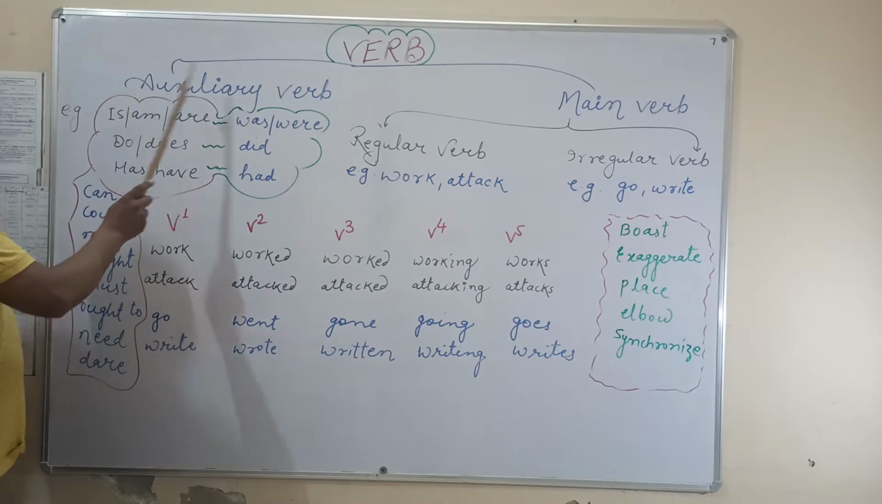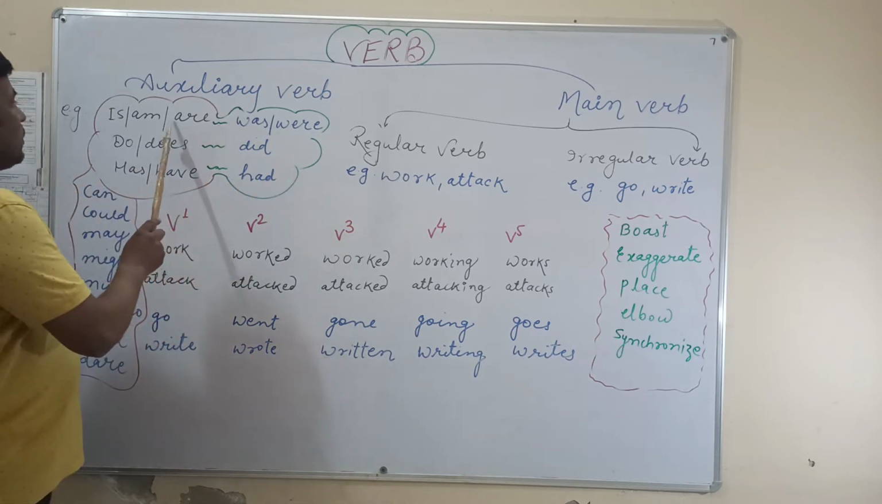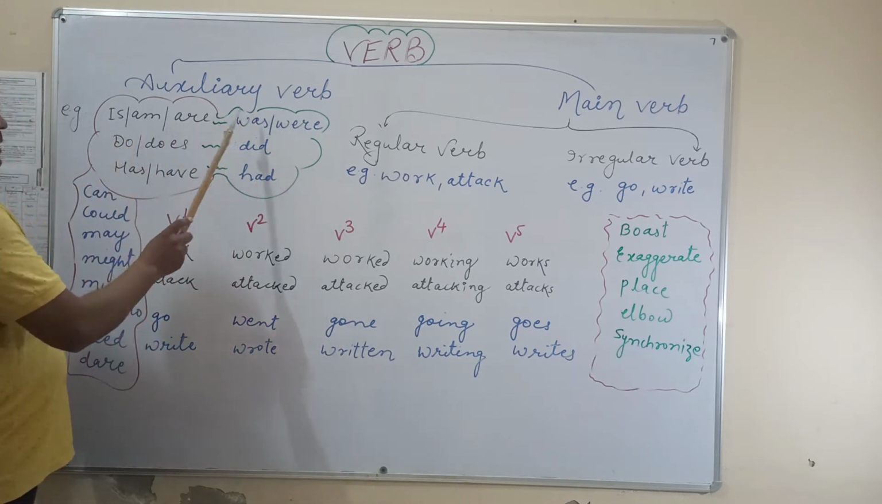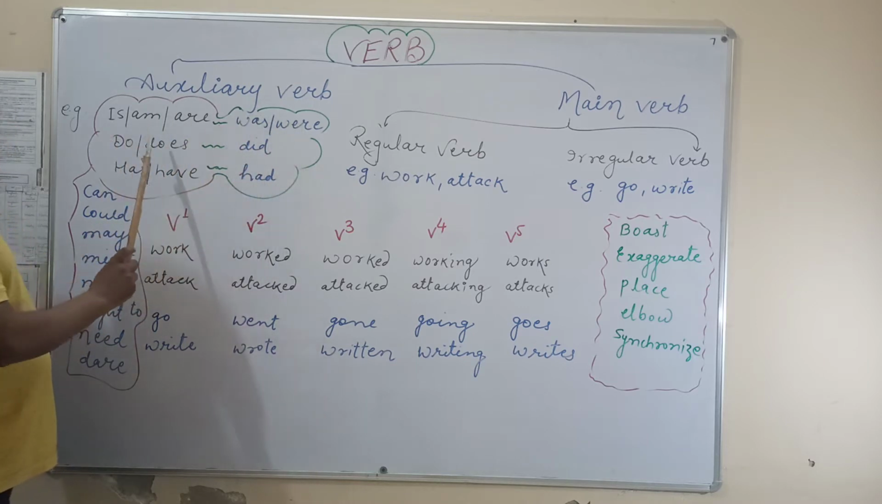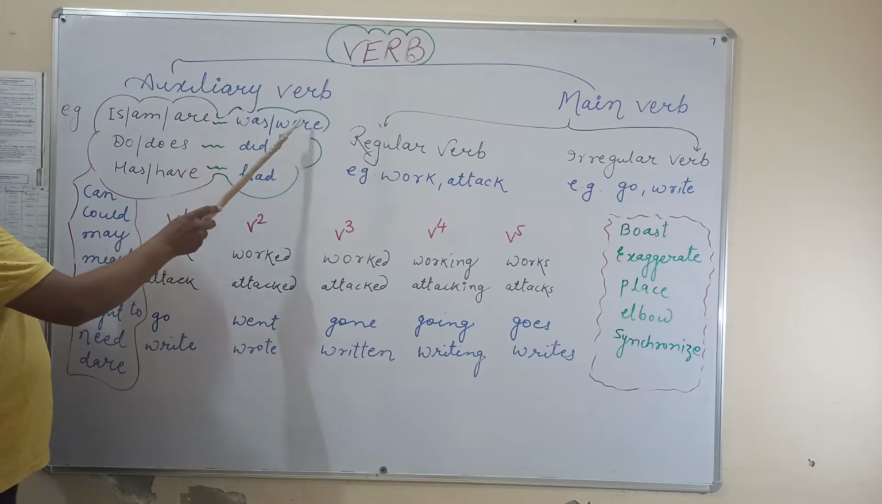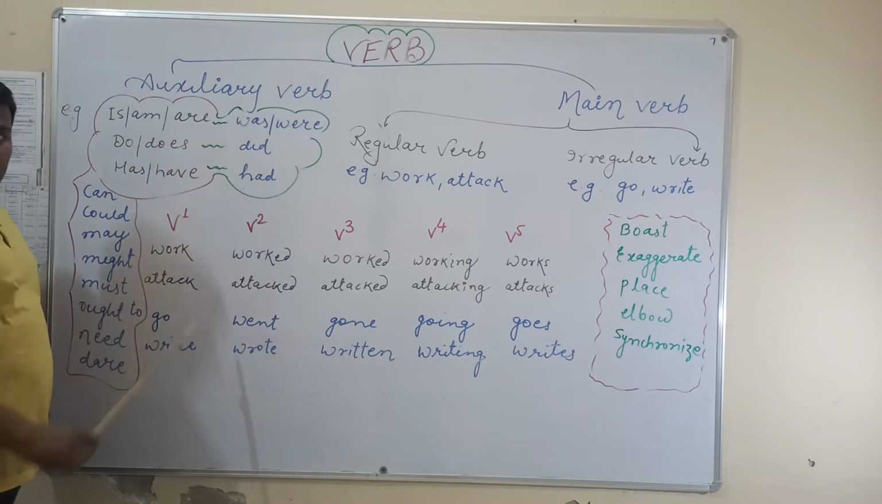Well, auxiliary verbs like is, am, are, do, does, has, have. These are present auxiliary verbs used in present tense. Was, were, did, had. These are past auxiliary verbs. Is, am, are is present, was, were past. Do, does present, did past. Has, have present, had past.